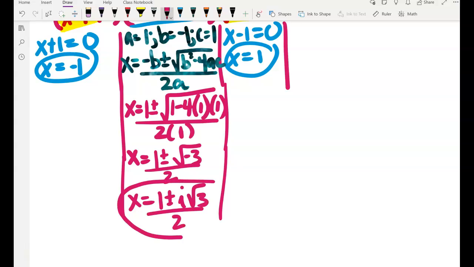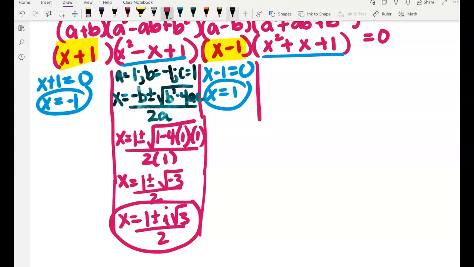These are 2 imaginaries. So total, right now we have 4 answers. We need to find how many more? 2 more. And they are from the last set of trinomials. A equals 1, B equals 1, C equals 1.